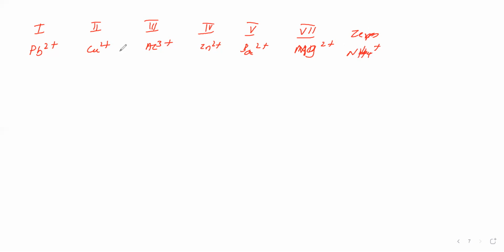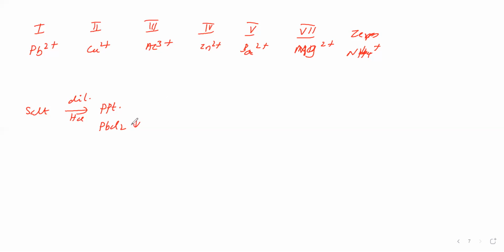So in salt analysis, we have to do the group separation of cations systematically. First, take the given salt and add the group 1 reagent, that is dilute HCl. If we get a precipitate, group 1 cation is present, otherwise group 1 cation is absent. If the salt contains Pb2+, you will get a white precipitate of PbCl2. If the salt contains other cations, you will not get a precipitate at all.